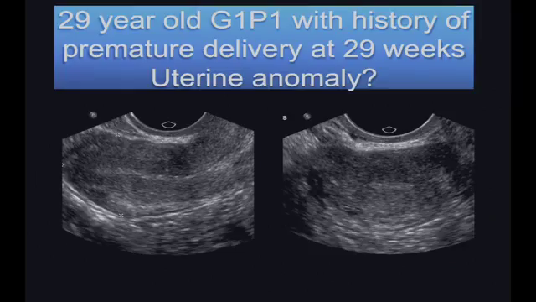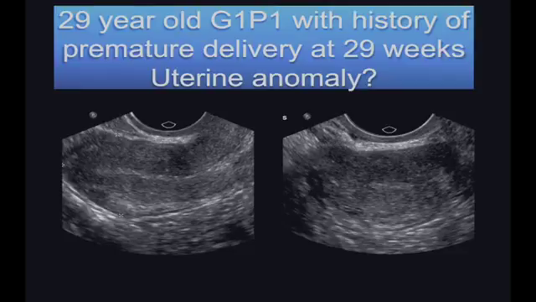So next we have a 29-year-old gravida 1, para 1, with a history of premature delivery at 29 weeks. Now, is this a uterine anomaly? Actually, this is kind of a trick question because I don't think you would actually think that I would be showing you a normal uterus when I'm talking about fetal anomalies.